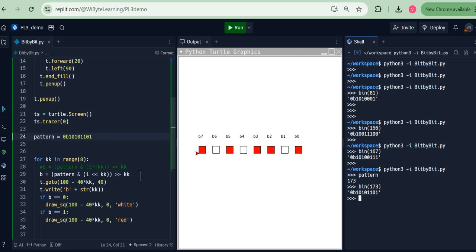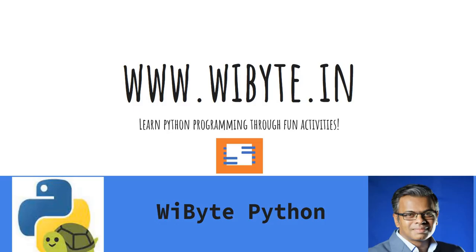I hope you're seeing the value of bitwise operators. Notice, specifying the pattern in binary, and then using this kind of code, which uses bitwise operators to find out the value of every bit, accordingly turning the LED on and off, is, I think, very concisely done with bitwise operators compared to any other method. And that's where this is valuable.